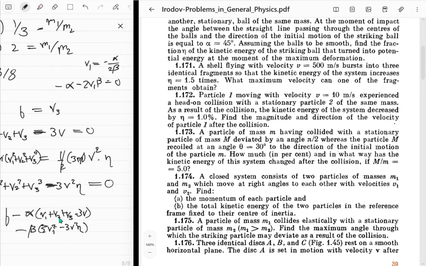Okay, and then v2 should also be the same thing, because it's the same process once again. But v3 is not quite the same, because this will be 1 minus alpha minus 2 beta v3 is equal to 0. So v3 is 1 minus alpha upon 2 beta, right? So in that way you can maximize the thing.